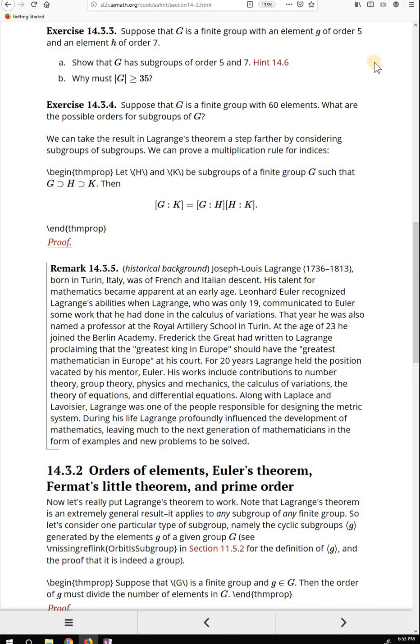So the only way that can work is if it's 35, because that's the least common multiple of them. Well, you need to be careful. Could it be bigger than 35? Yes, but the minimum has to be 35 because that's the least common multiple. That's the explanation for part B. Yes, that's right. But then how would you show the subgroups?